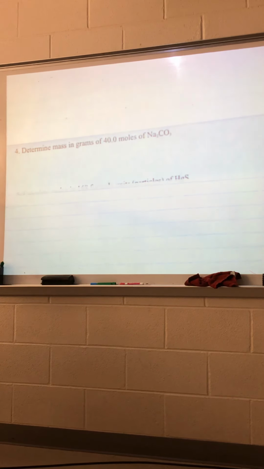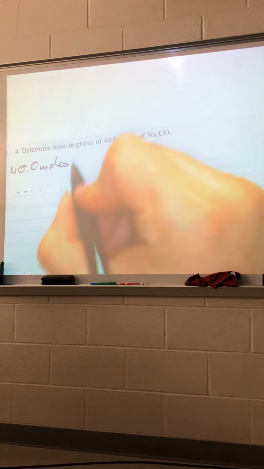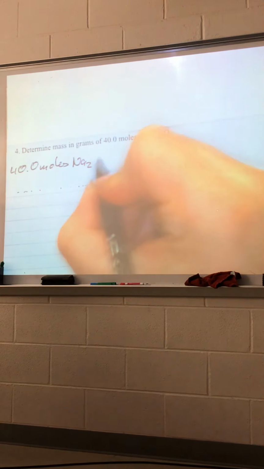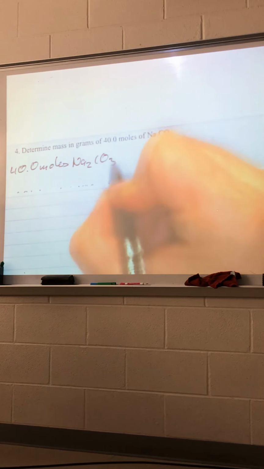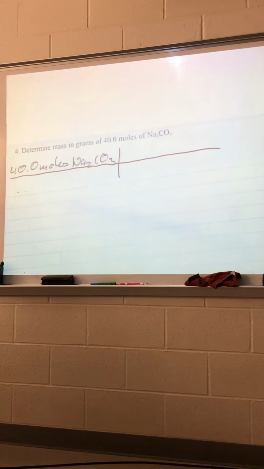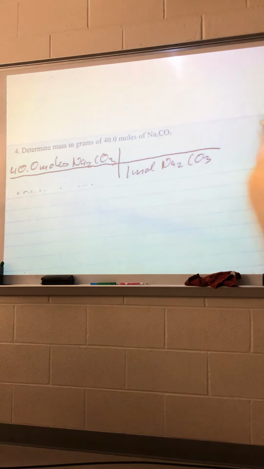And here we go. I have 40 moles of sodium carbide, and I want to change the moles to grams. So if I have moles on top, class, what goes on the bottom? Moles, thank you. So 1 mole of sodium carbide is how many grams. So how do I do that? How many?